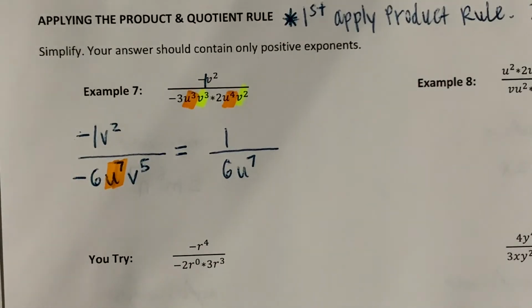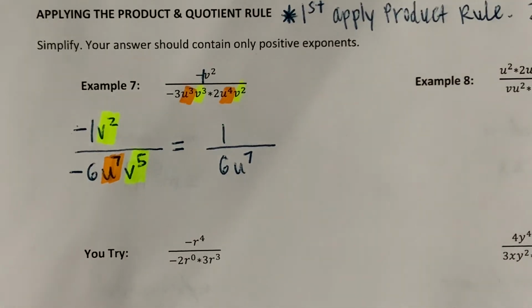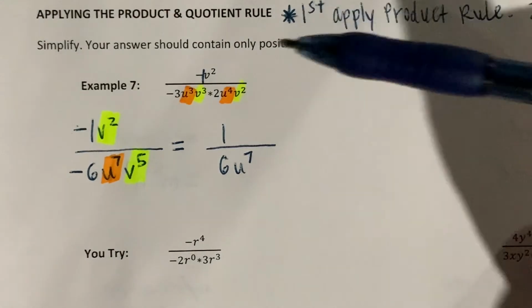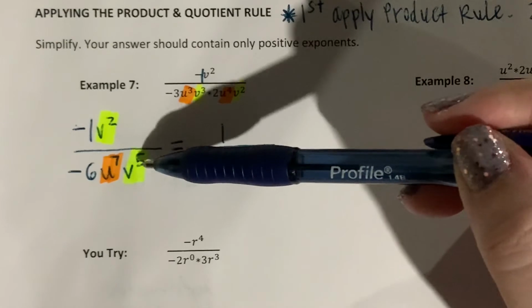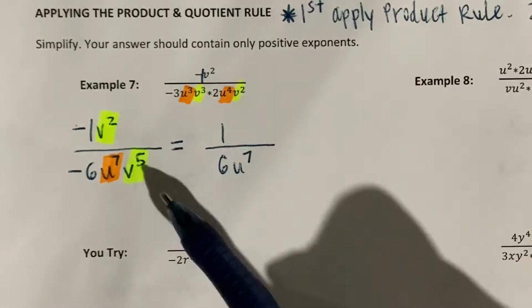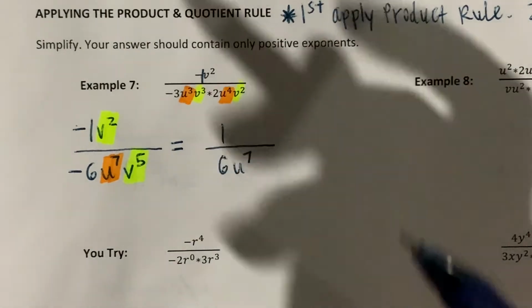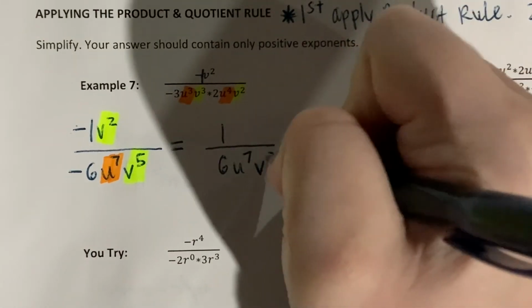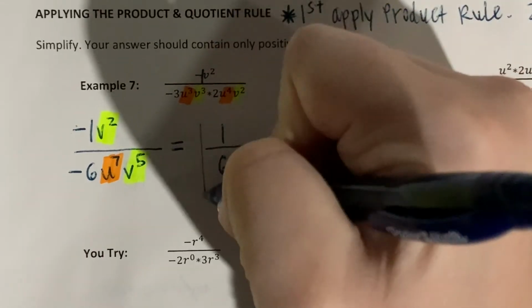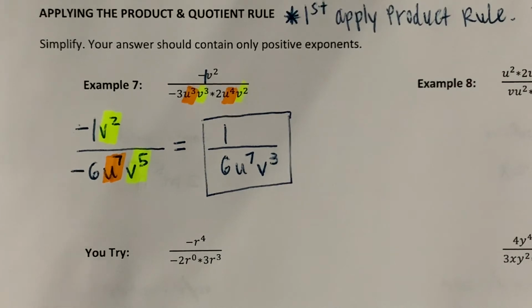And then I can combine my like bases here, my v's. I have v squared and v to the fifth. So quotient rule, right? Division is taking place. So I will subtract the exponents and I will keep it where the bigger exponent was. So I'll keep it in the bottom. So 5 minus 2 is 3. So I'll have v to the third in the bottom. And then here would be my final answer after I have applied both the product and the quotient rule.